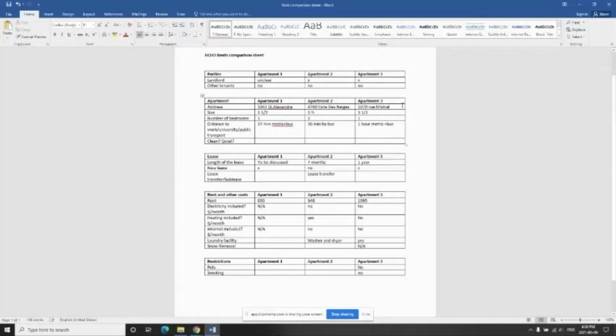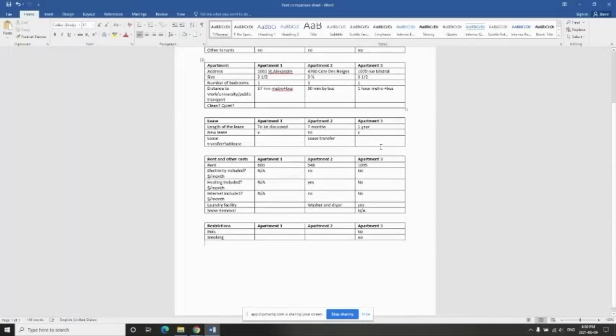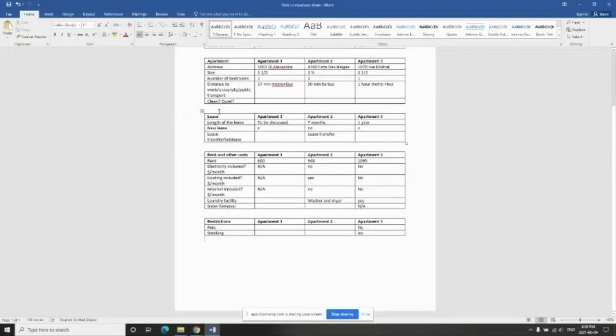I have the free addresses, the size of the apartment, the number of bedrooms, and the distance we checked with Google Maps and transportation. So how far they are from the campus I was going when I was a student. And then length of the lease, so the details of the actual contract.